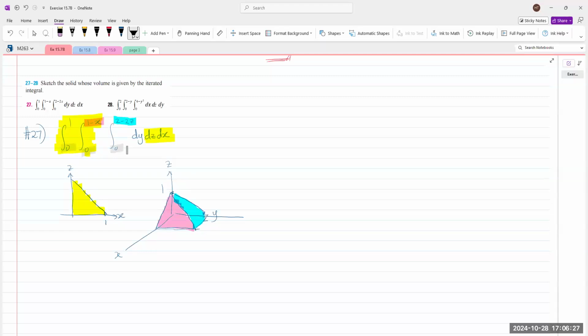So imagine that it is cut by two planes in the first octant. Now the nice thing about these two planes is both of them are cylinders. Both of them are cylinders. So this one here is z equals 1 minus x, and this guy here is y equals 2 minus 2z. Okay, that's for number 27.